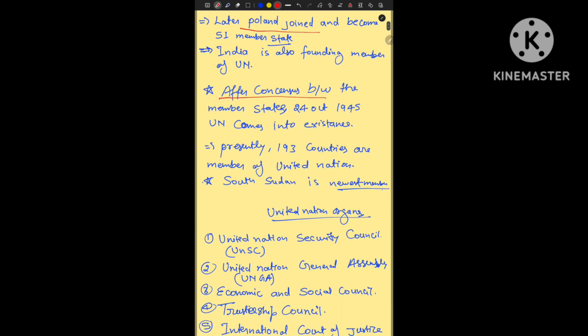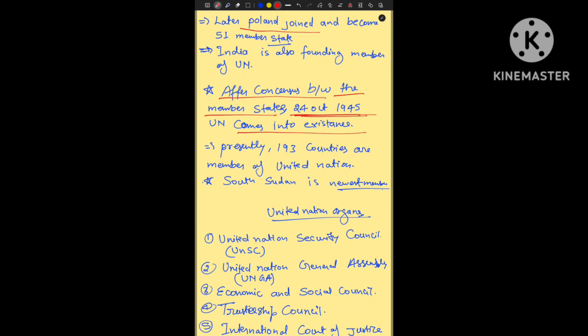After consensus between the member states, on 24th October 1945, the United Nations came into existence. This day is celebrated as United Nations Day as well. This is important, we should remember this date, 24 October 1945. On this date the United Nations came into existence, and each year the United Nations celebrates 24th October as United Nations Day.